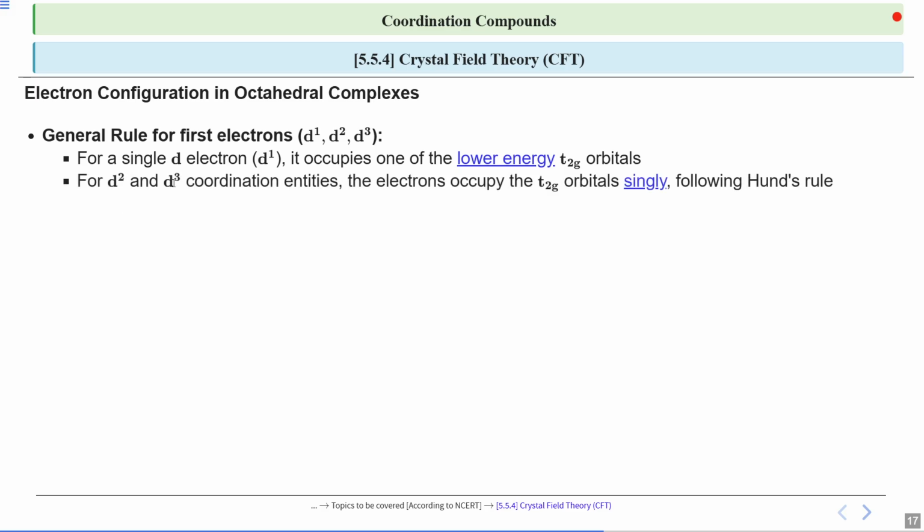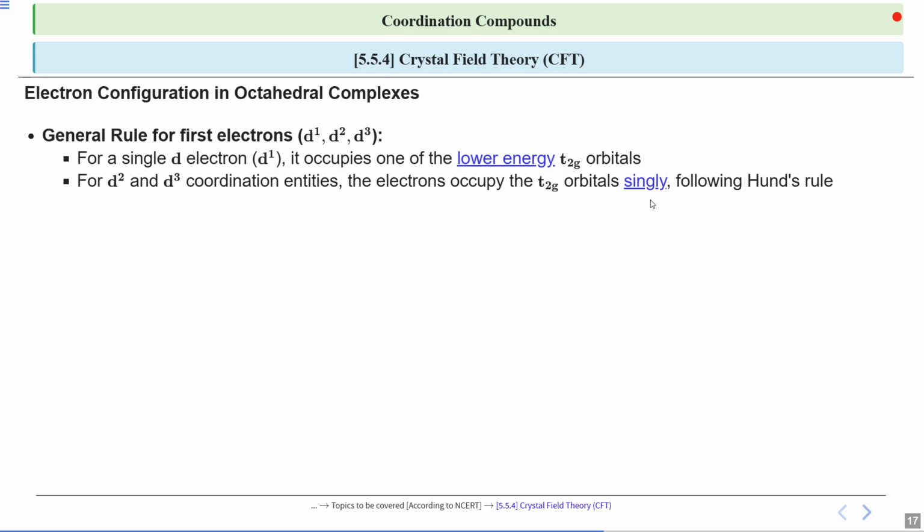So for d2 and d3 coordination entities, the electrons are going to occupy the t2g orbital singly, following Hund's rule. Hund's rule says that each orbital should be filled singly first of all, and then when the half-filled configuration takes place, the pairing should start.